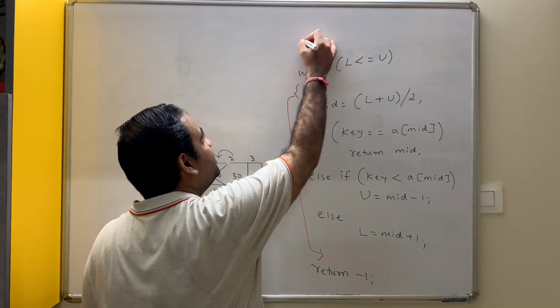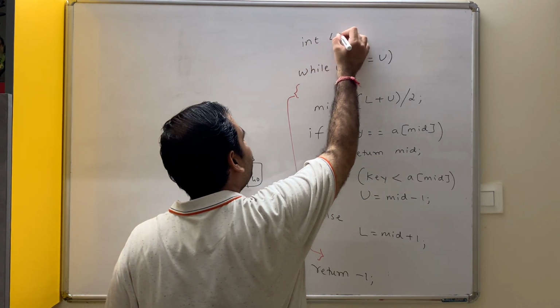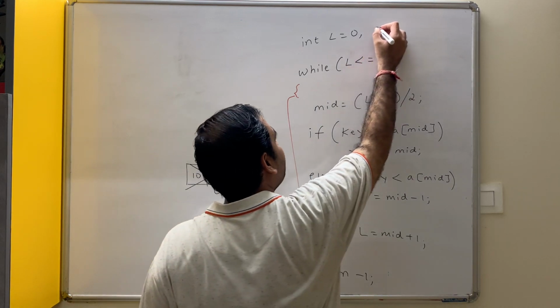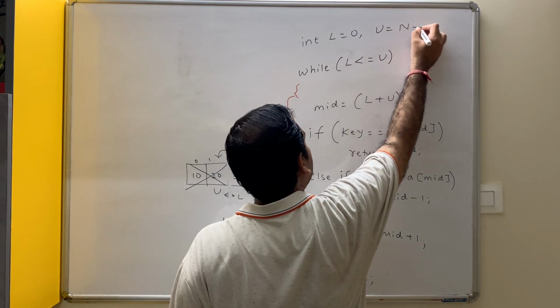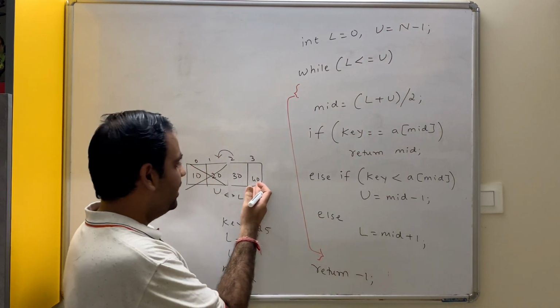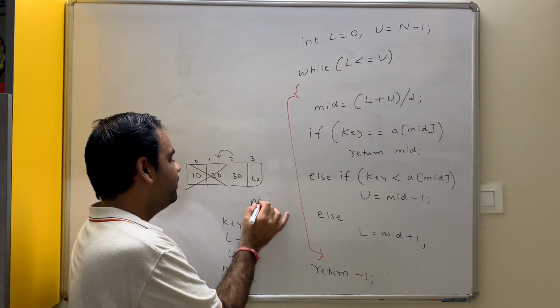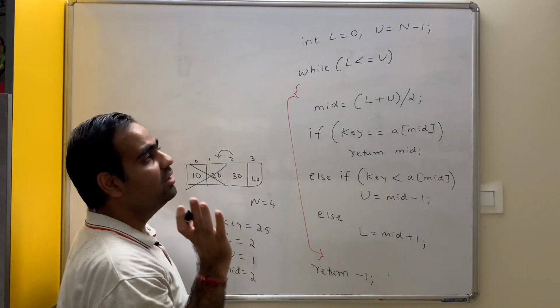And what should be the initial value of L? Yes, can anyone tell me? The initial value of lower limit should be 0. And what should be the initial value of upper limit? It should be n minus 1, because the last element will be the upper limit. If the number of elements is 4, the upper limit will be 4 minus 1, which is 3.